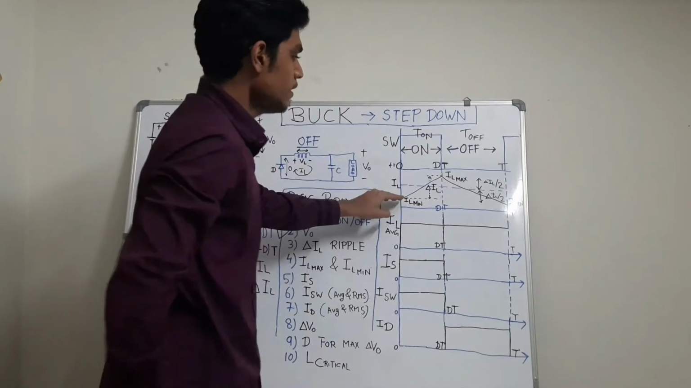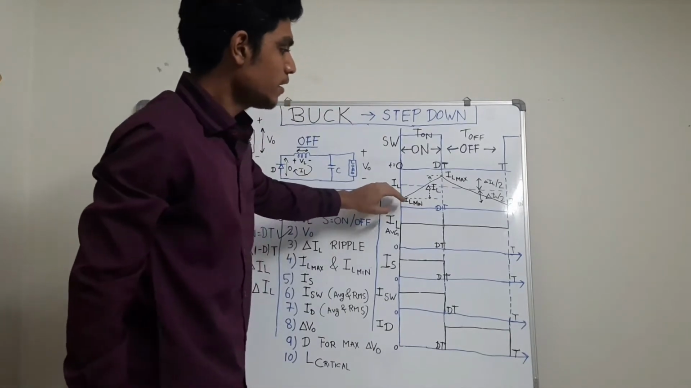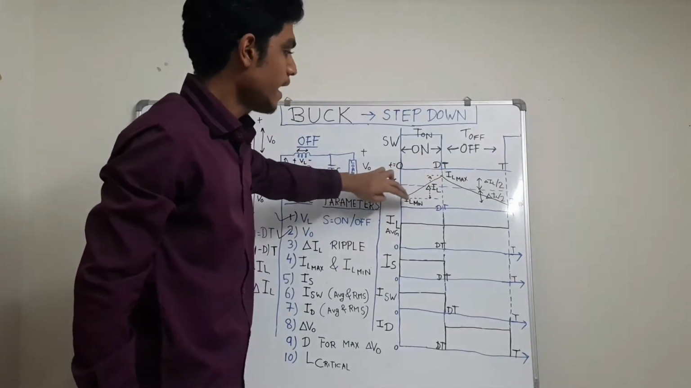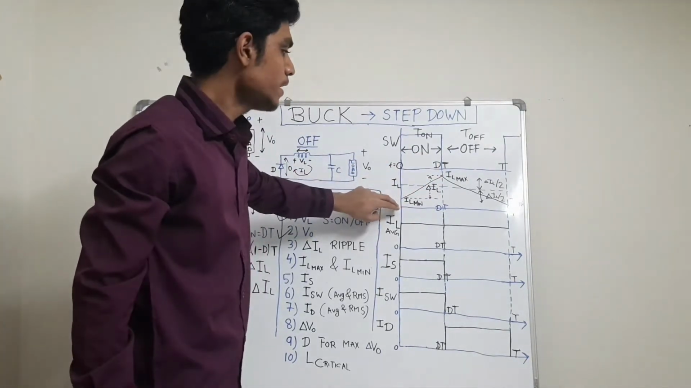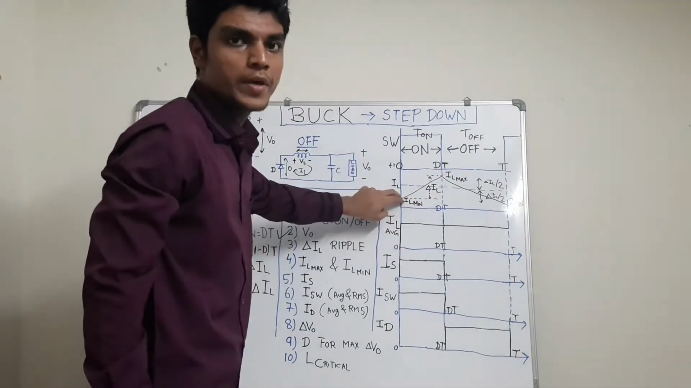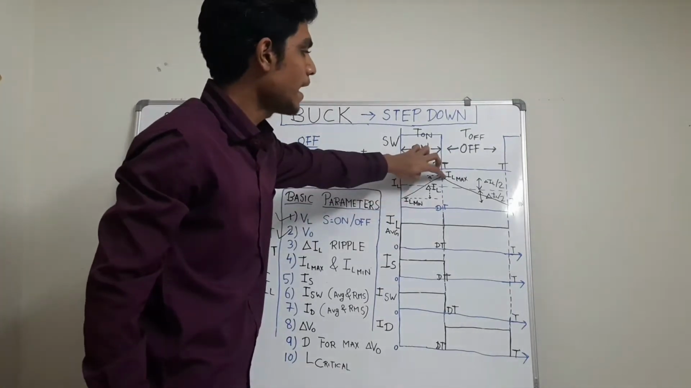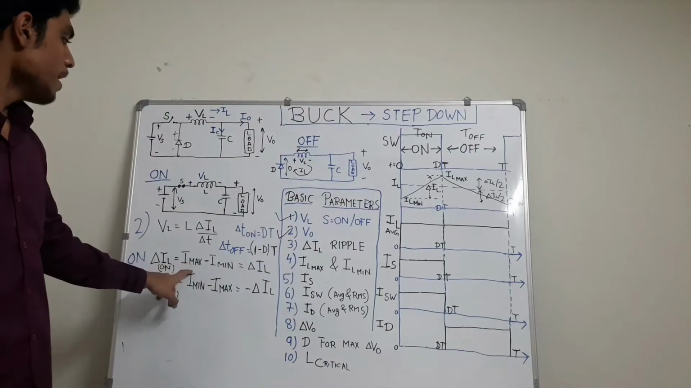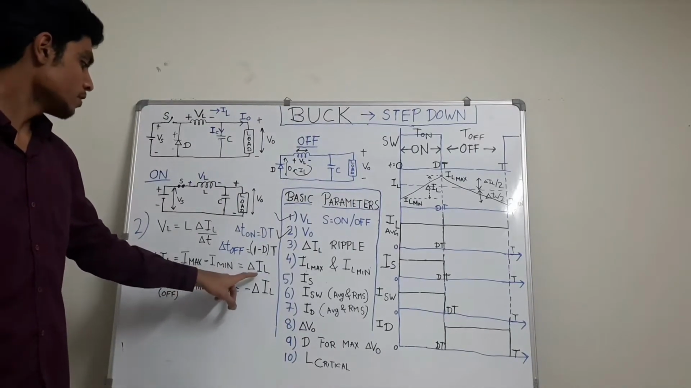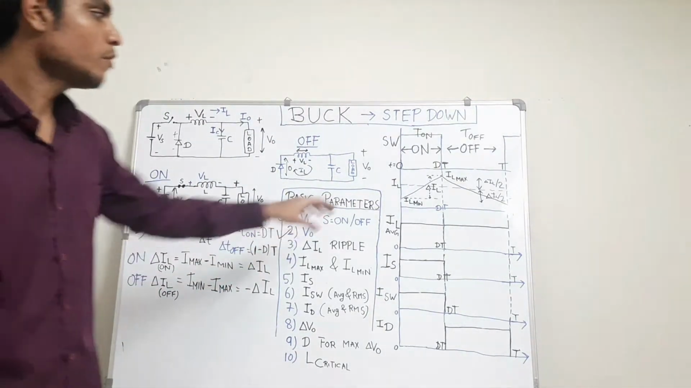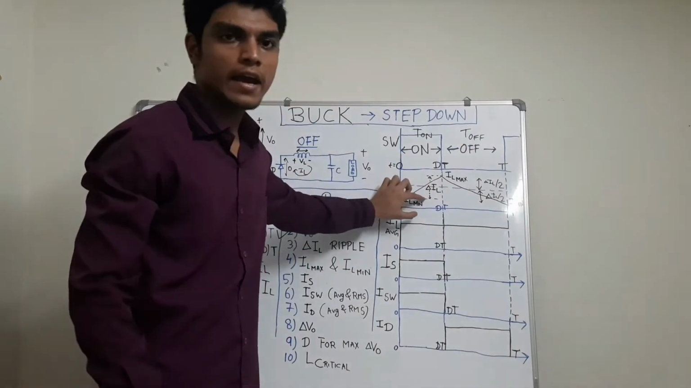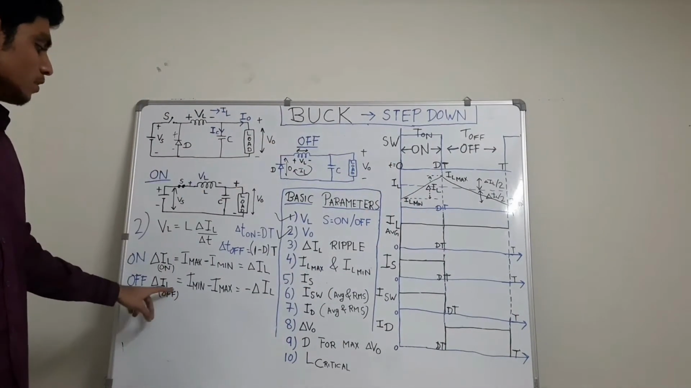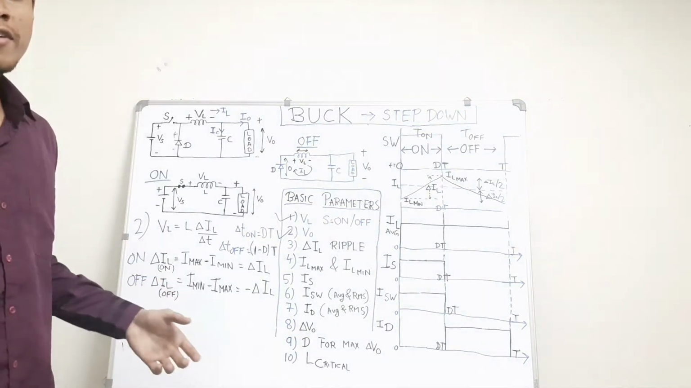So in this period, the inductor current at the end of the on period is IL max, and at the start, at t equals to 0, it is IL min. So the change will be IL max minus IL min, that is I max minus I min equals to del IL, that we will describe as del IL.